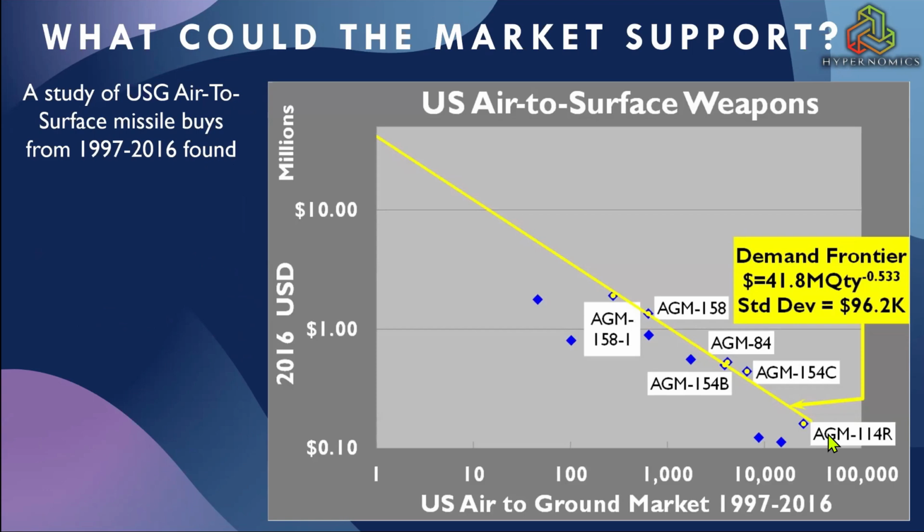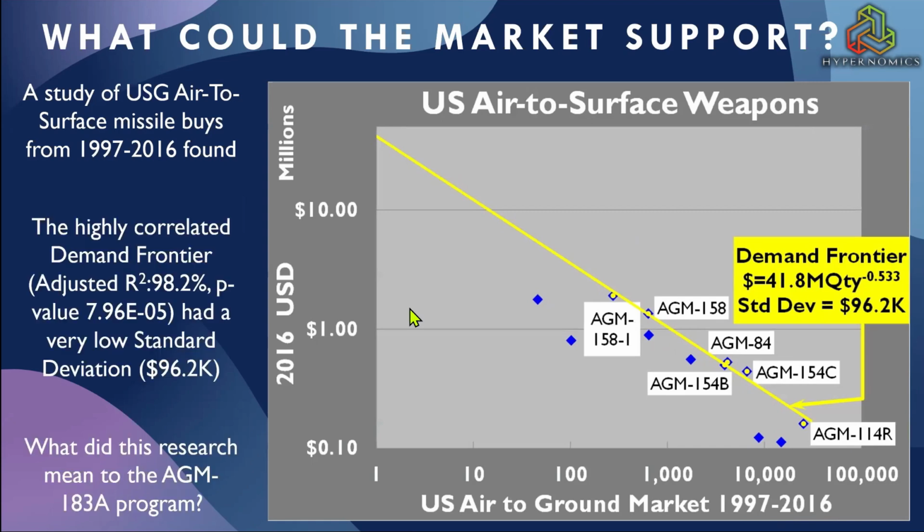Well, several years before, I did a study that showed the 20-year buy from the beginning of 1997 to the end of 2016. These are all the air-to-surface missiles, I should say unclassified air-to-surface missiles. I don't know if we have any classified ones. But these are all the unclassified air-to-surface missiles that we had in inventory. And very interestingly, this is very highly correlated at the frontier and had a very low standard deviation.